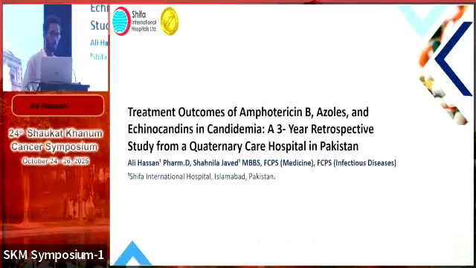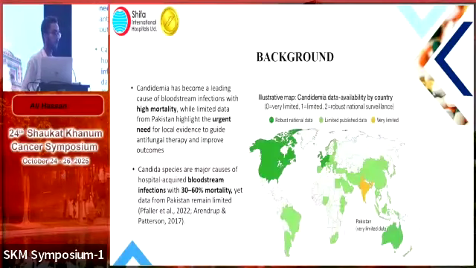So if we move next and talk about the background, why we conducted this study, what was the need of that study? There were many points that we considered. Let's suppose we talk about the mortality. It is reported that mortality is increasing day by day. By candidemia, it is reported that almost 30 to 60% of the mortality is because of candidemia. And there were many other points that motivated us to perform that study.